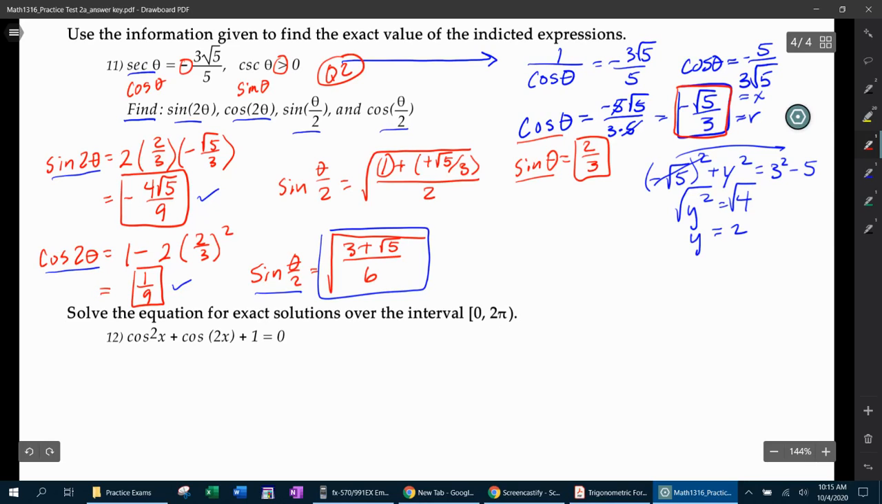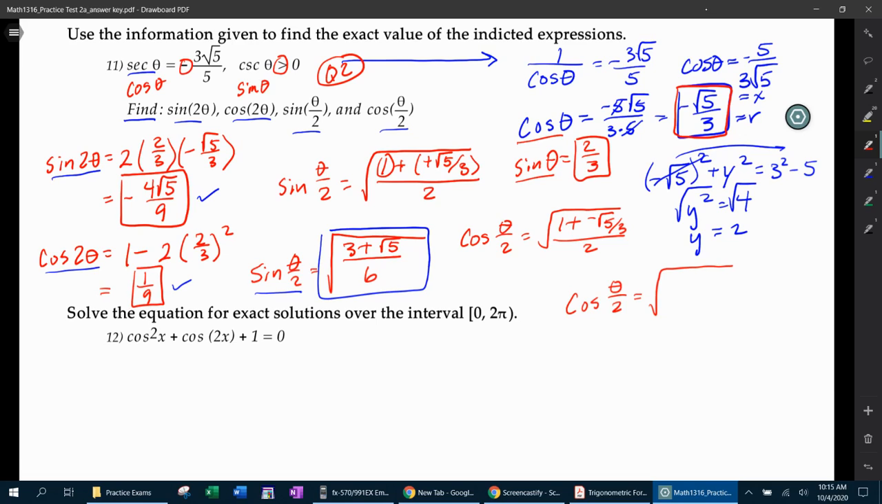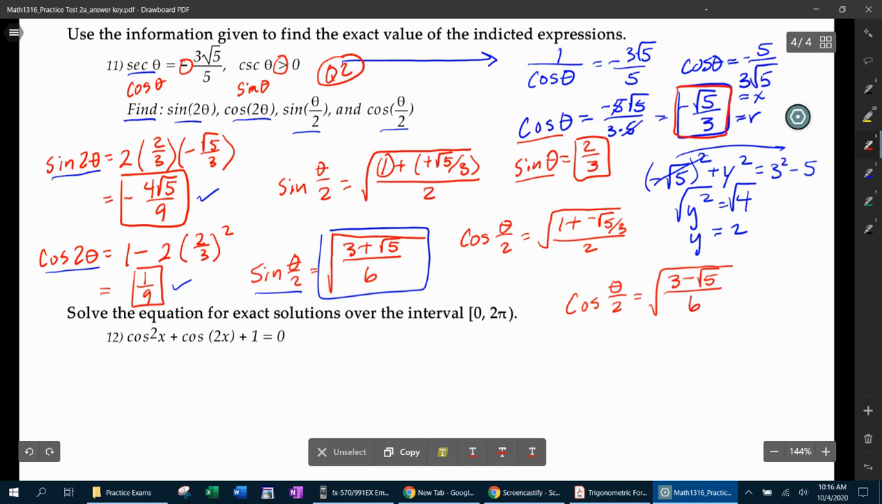And the last thing I need is cosine of theta over 2. Square root of 1 plus cosine theta over 2. And so if I simplify that, cosine theta over 2, that's going to be the square root of, again, 1 is 3/3. That'll be 3 minus square root of 5, over 3 over 2 makes over 6. And we're going to call that good.